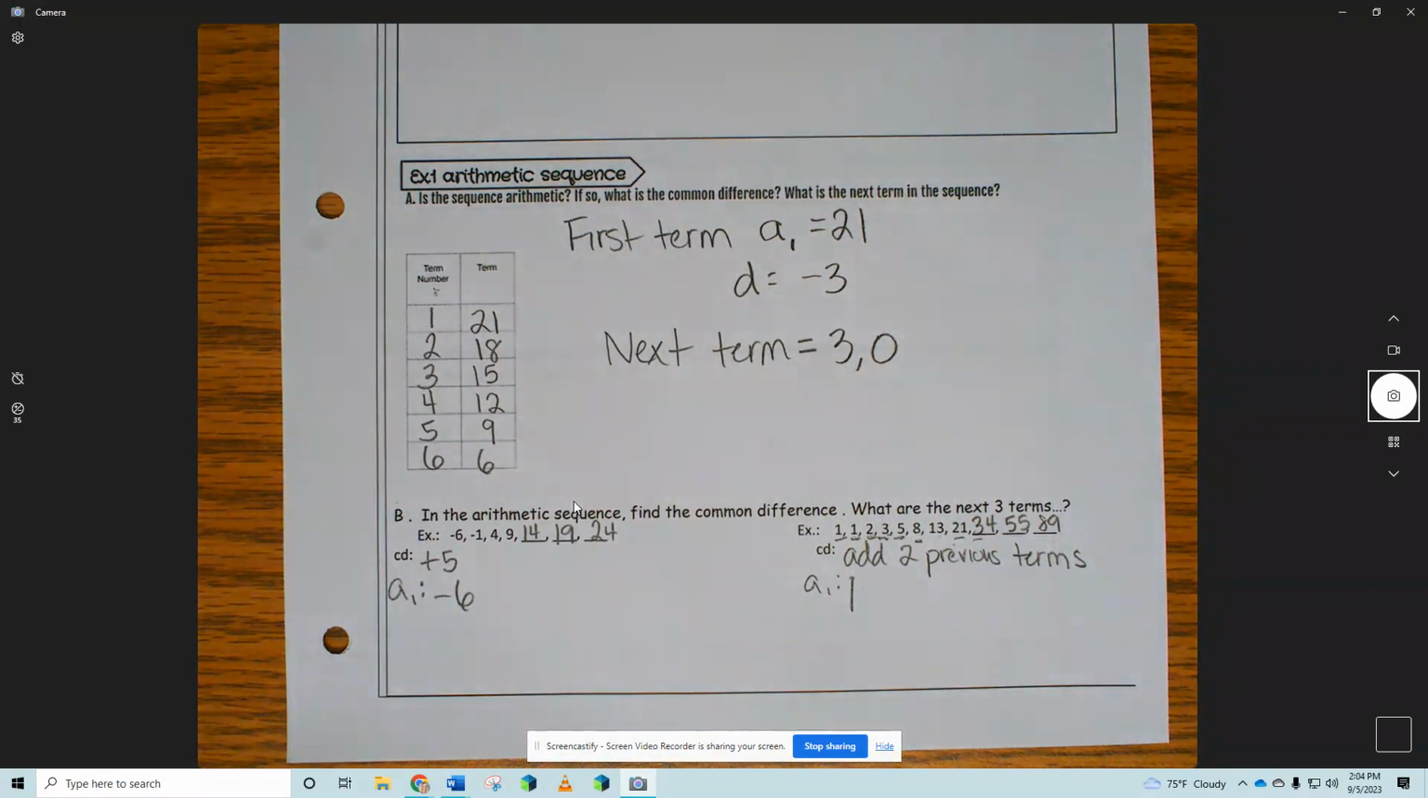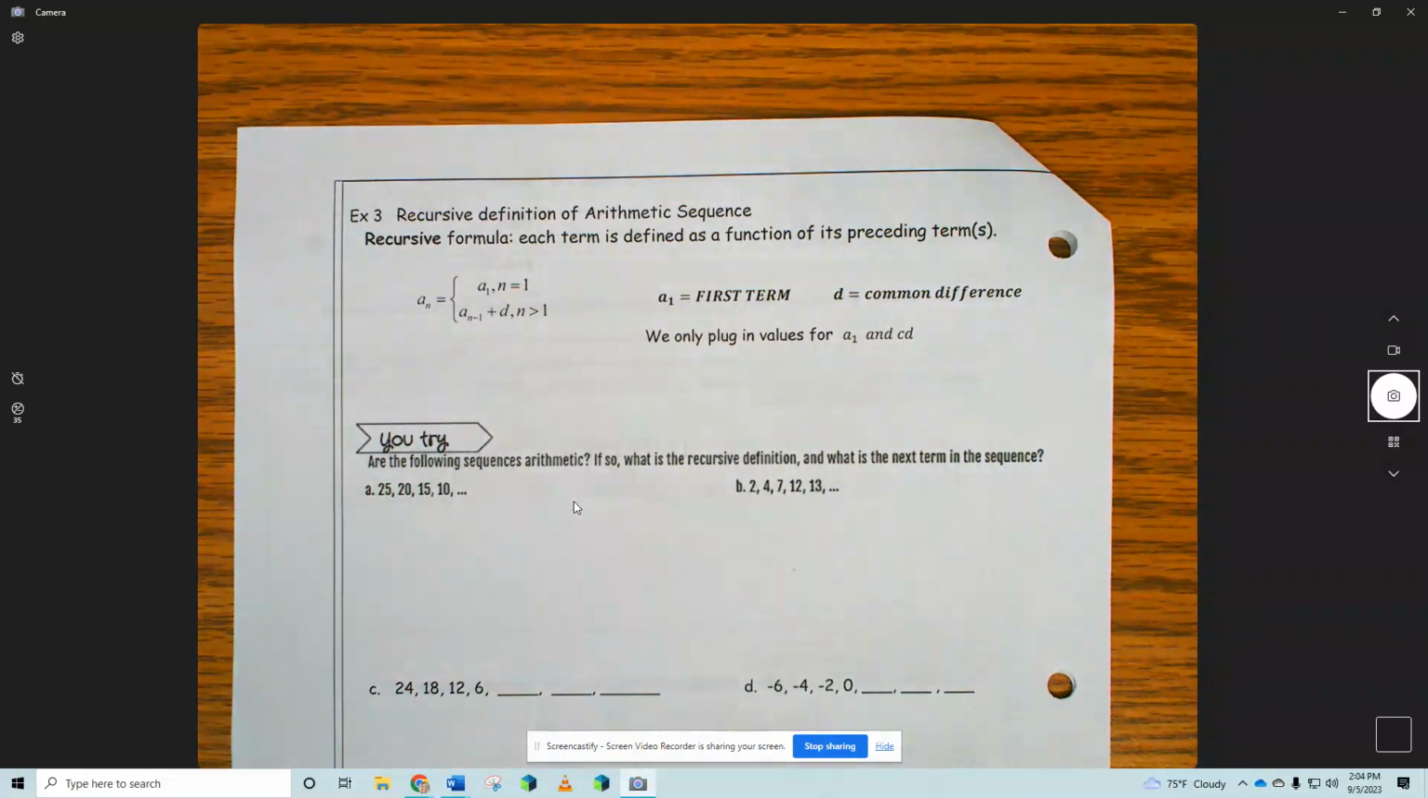We have a list. We figure out what's the first term. And we also figure out what is the difference. What's it changing by? Okay. On the next page, I'm going to translate all this into a formula. This formula is called the recursive formula.